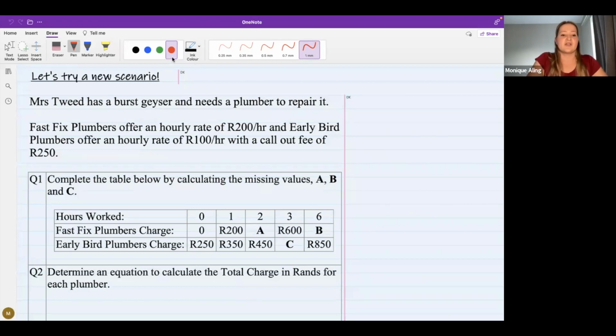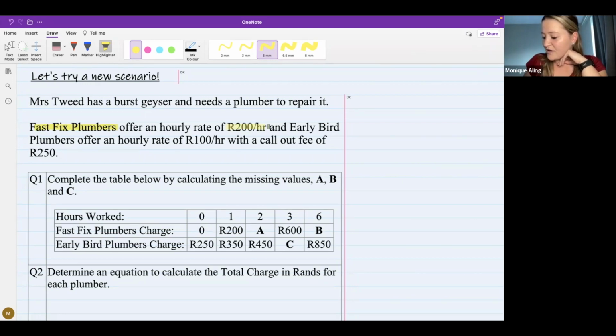Okay. So first things first, let's look at the important information that they've given us. So the first thing we need to take note of is that there are two companies that we're comparing here. So it's going to be a similar situation like above, where we're going to have two relationships. Okay, so we've got fast fix plumbers, and they charge 200 Rand an hour. Then we've got early bird plumbers. They charge 100 Rand an hour and a call out fee of 250.